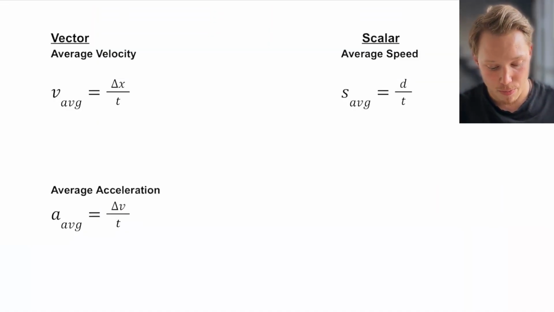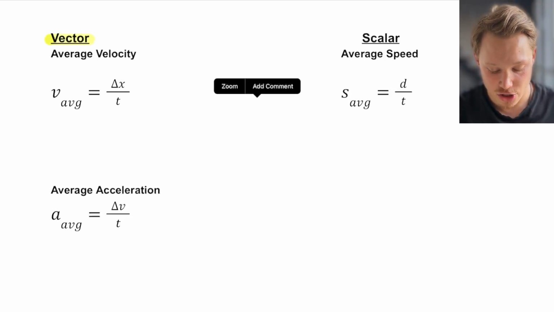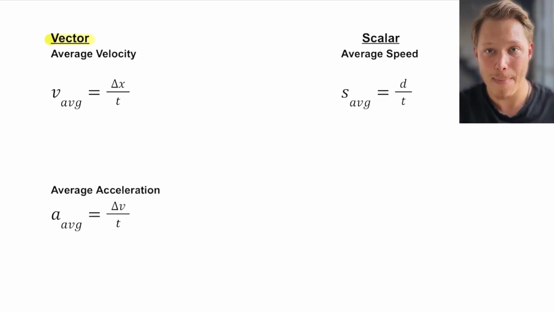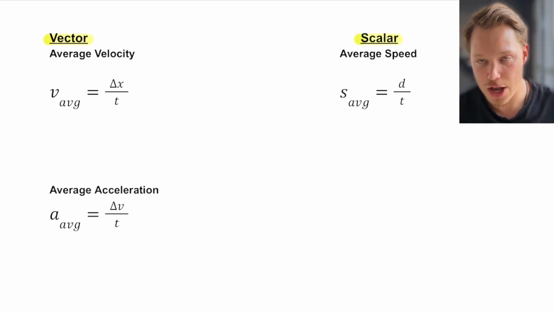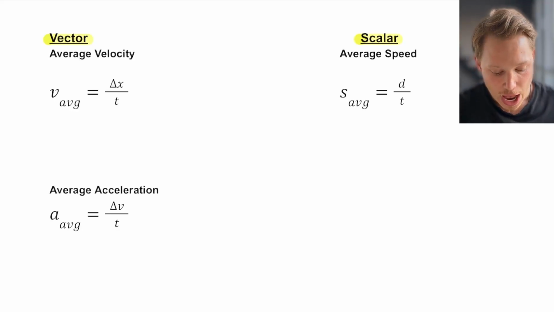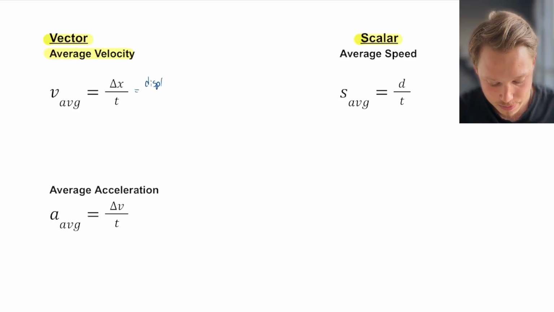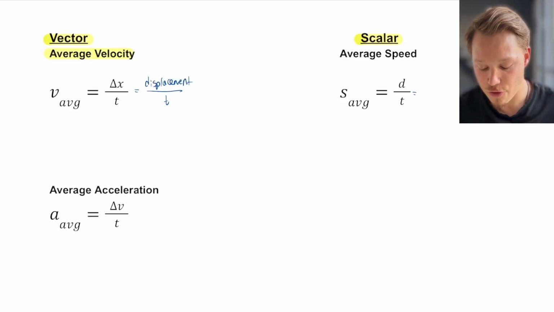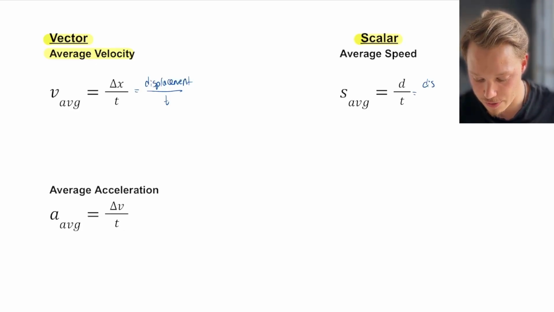If you have watched the previous video, you should probably already know the difference between a vector, a quantity that can have a magnitude and a direction, and a scalar, something that can only have magnitude, no direction. Average velocity is going to be a vector, meaning it's going to be delta x over time, or displacement divided by time, versus average speed, which is going to be distance traveled divided by time.